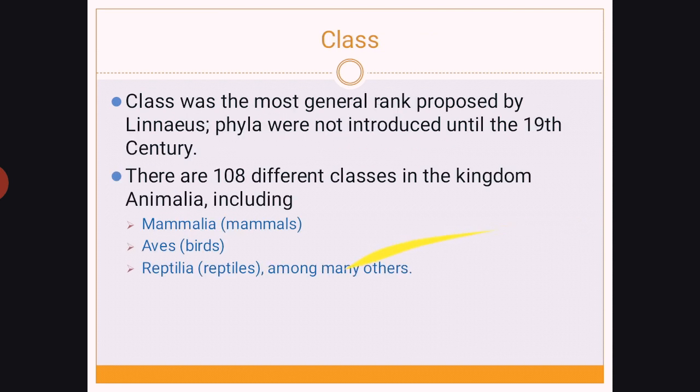The next category is class. Phylum or divisions are divided into various classes. Linnaeus used this term for a category which has several similar ordered living things. The kingdom Animalia has 108 different classes, including class Mammalia, class Reptilia, class Amphibia, etc.